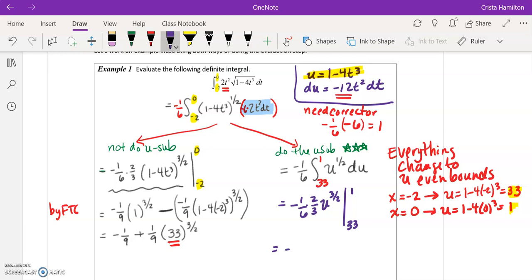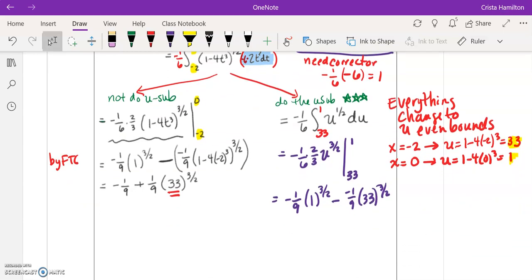And then I plug in negative 1/9. That's simplifying the coefficients at the front. And then you just go 1 to the 3/2 minus negative 1/9, 33 to the 3/2. And do you see how it's much cleaner down here at the bottom because we kind of front loaded our arithmetic? So we get our negative 1/9 plus 1/9, 33 to the 3/2, and we have the same answer.